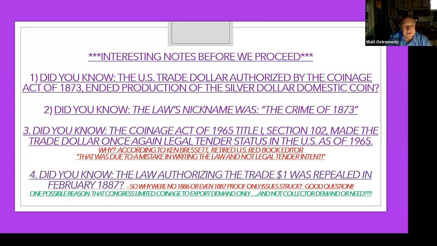And number four here, did you know the law authorizing a trade dollar was repealed in when? February of 1887. So that's why I add the dates of that. What I find interesting is if we found the two proof issues, 84 and 85, later on, you'll see an example. But why were there no 86 or 87 proofs issued? That's still a good question. Even Walter Breen, the researcher of the Mint Records, had no answer to that as well. Okay, so let's move on here.